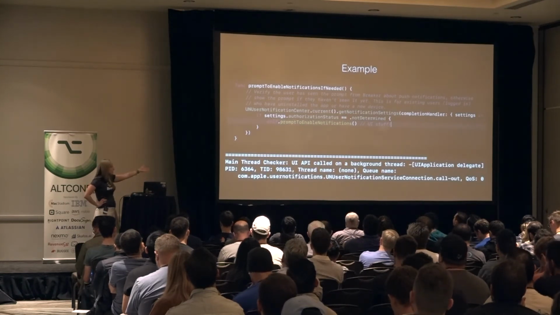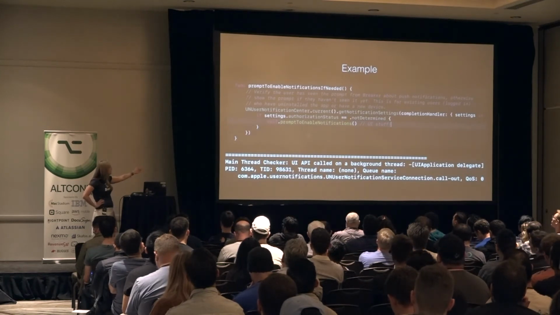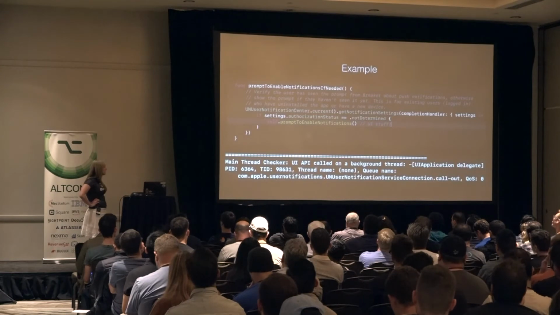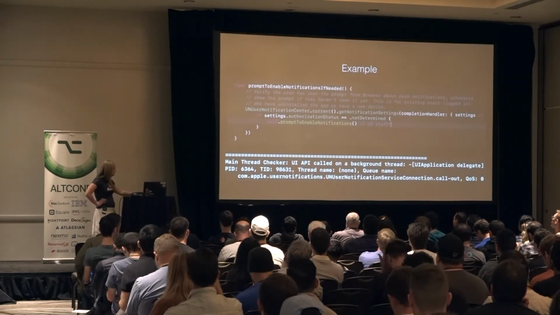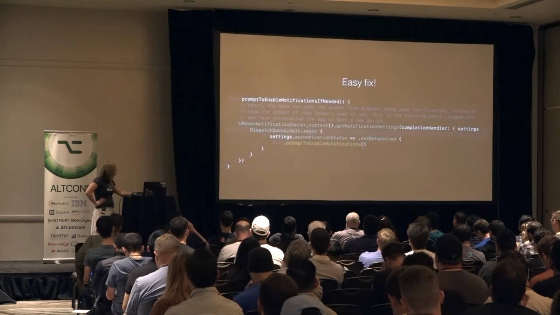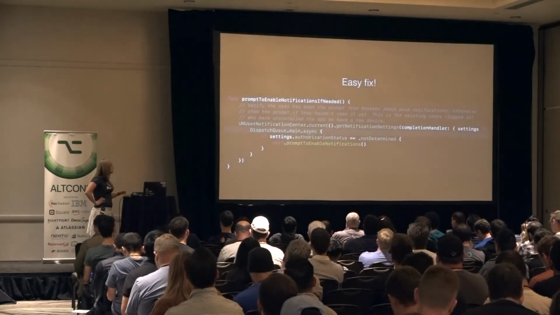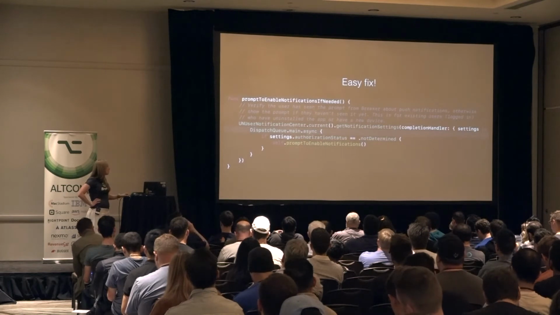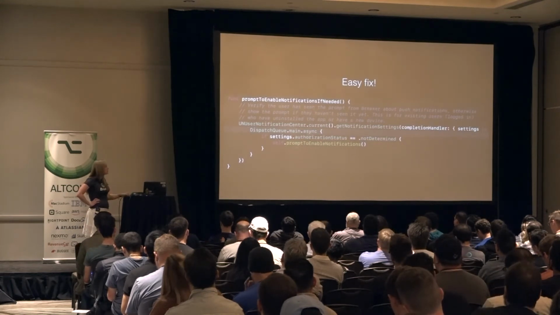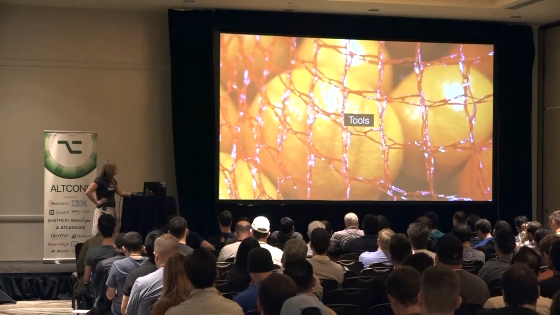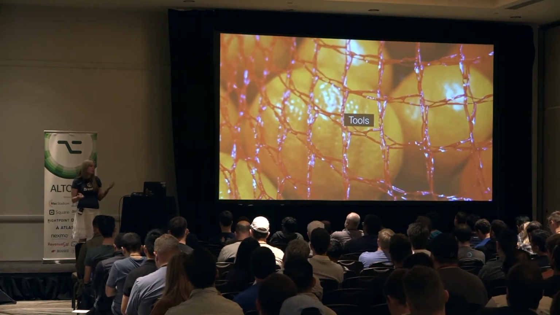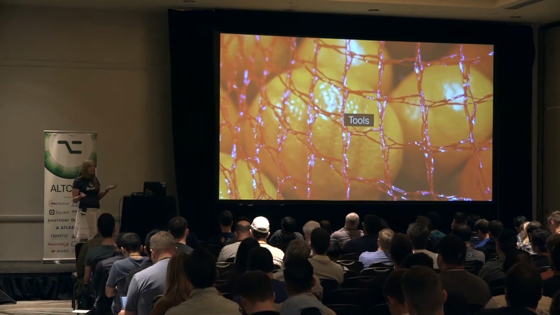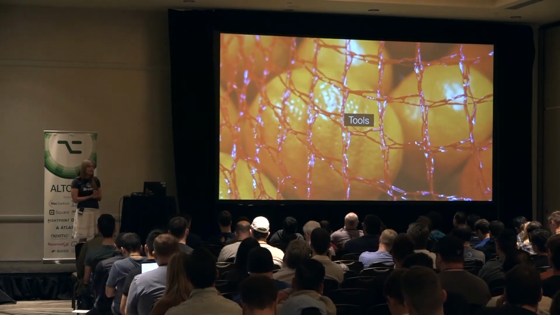And this is the error we get. Actually, when I was running this to test it out, it doesn't crash every time. But it'll give you this nice warning: UI API called on a background thread. And the fix is pretty easy. Just make sure that all UI work is done on the main thread. So those are the four types of common crashes that we run into at Breaker. And I think all of them are pretty easy to identify and fix.